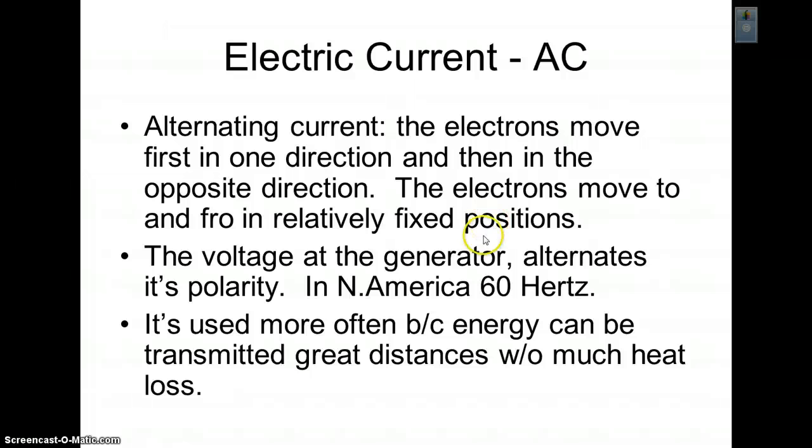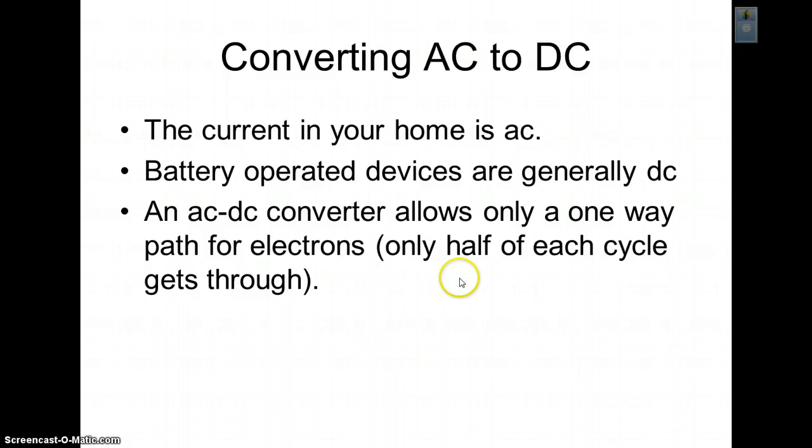In alternating current, the electrons move first in one direction and then the opposite, kind of to and fro in relatively fixed position. It's not the electrons that are actually carrying the signal. I mean, they're a conduit, but they're not the ones that are traveling so fast. Generators alternate in polarity in North America at about 60 hertz. Okay, current in your home is alternating current. Batteries are usually direct current.